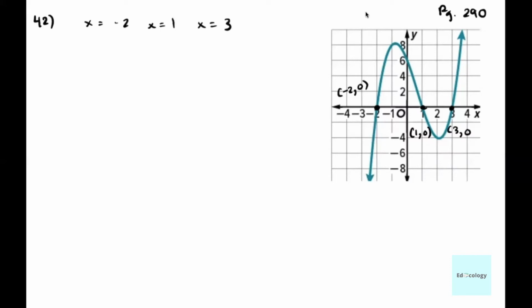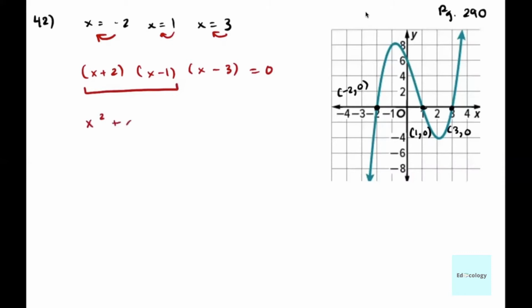Now, this is a method that I've spoken about before. You write these solutions into binomials. So you take -2 to the other side, which will become x plus 2. Take 1 to the other side, which will become x minus 1. Take 3 to the other side, x minus 3. And you write it equal to 0. Then you multiply these two first. Using the FOIL method, you will get x squared plus x minus 2. Then multiply this by x minus 3.